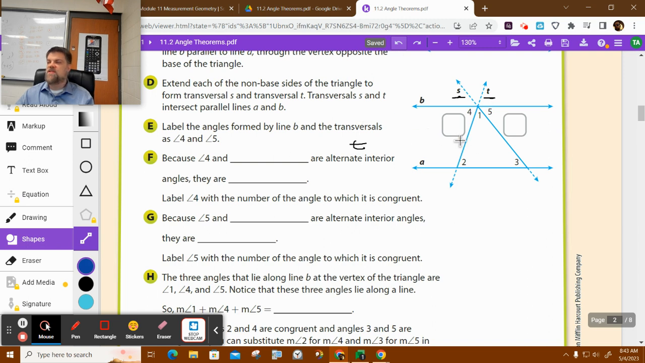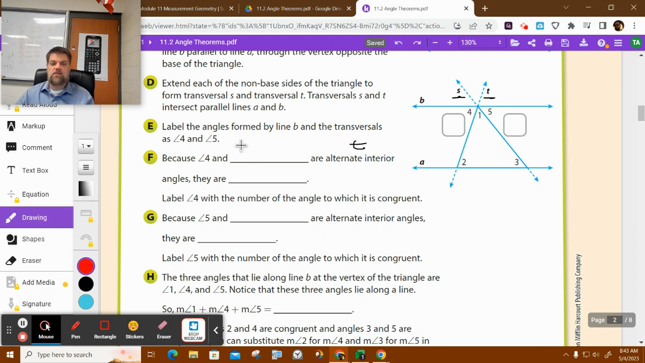Alternate means they're on opposite sides of the transversal, 2. And interior means they're inside the parallel line. So this is angle 2. We're going to go right up into the bell rings. Don't start putting your stuff away early.